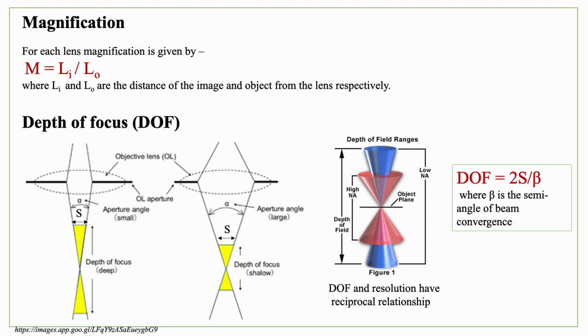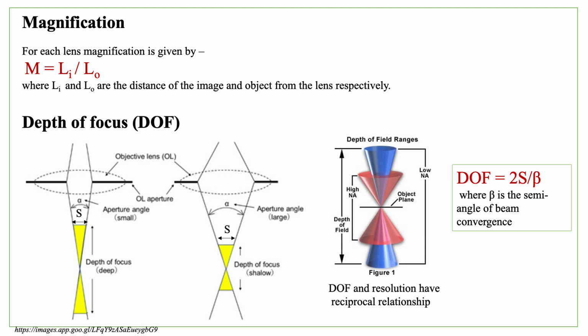It can be mathematically formulated as 2s upon beta, where s is the spot size. We can see in the left side image where s is the spot size and beta is half of this alpha angle. Beta is the semi-angle of beam convergence.